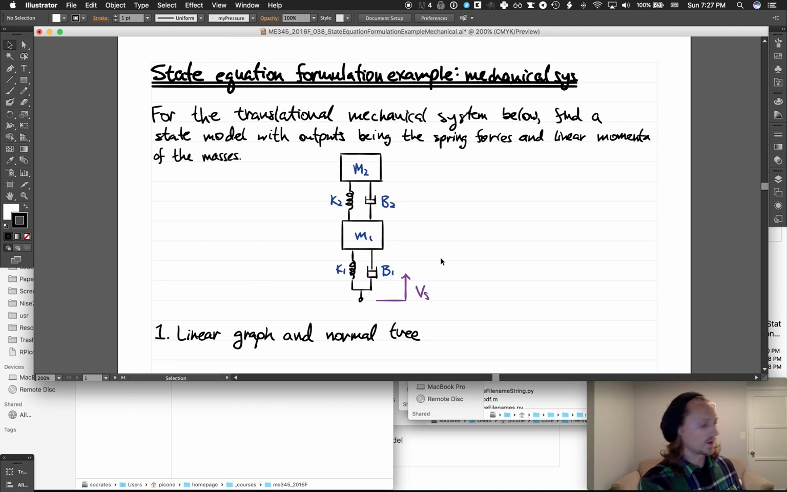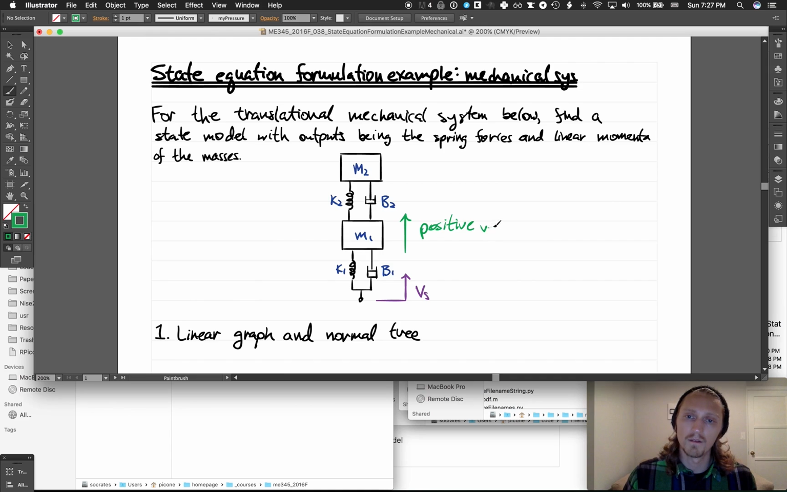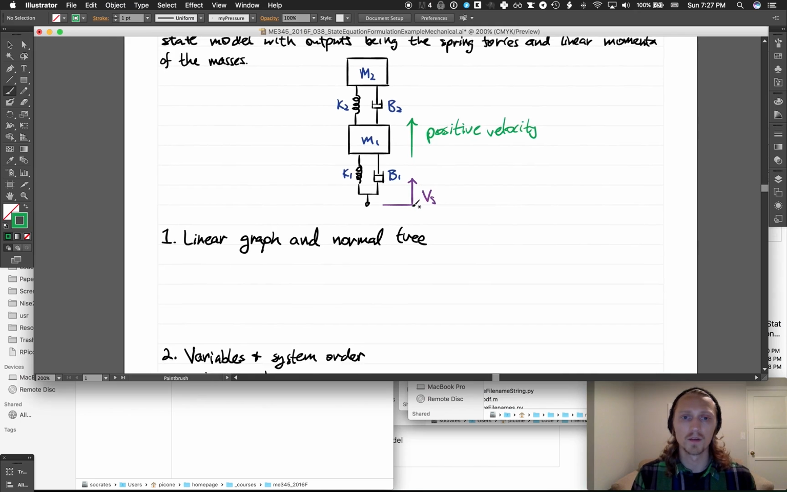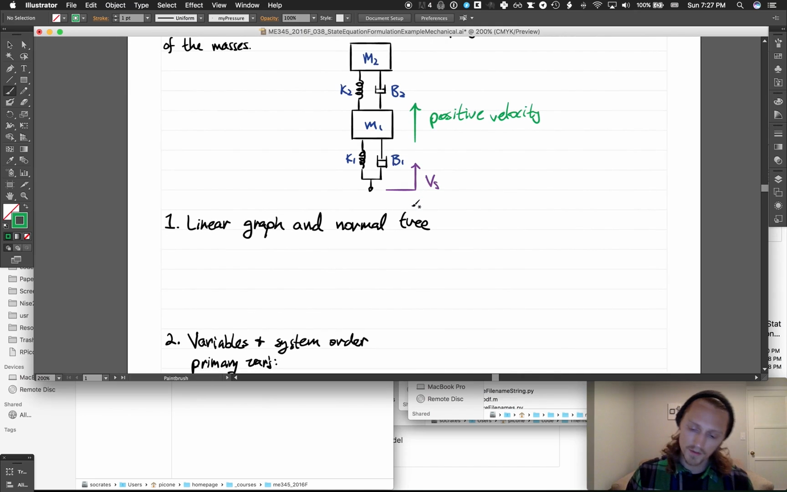So let's first define the positive velocity coordinate arrow. Let's draw in that direction. And so that's our positive velocity. And we're going to go ahead and draw a linear graph and find the normal tree first.